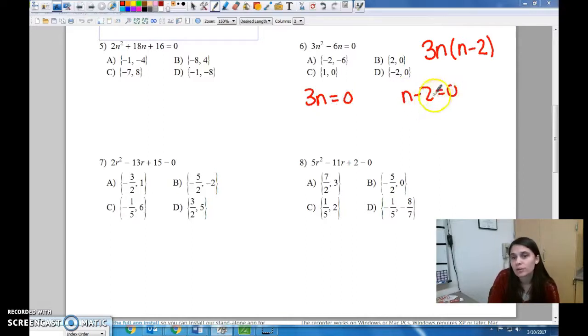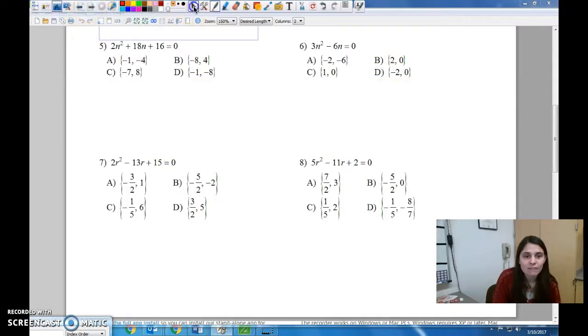This one people are usually pretty good about. They can add 2 to both sides, and n equals 2. But this side, to get rid of that 3, we're going to divide by 3. So 0 divided by 3 is 0. So my solution is 2 and 0. A lot of times people miss that 0, so make sure you don't make that mistake. And again, positive and negative signs, make sure you know which you're dealing with.